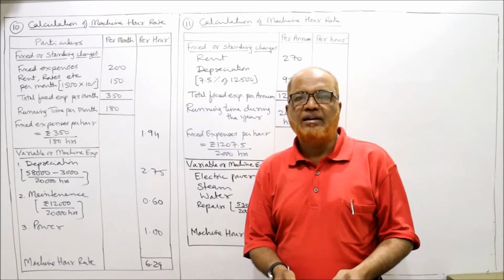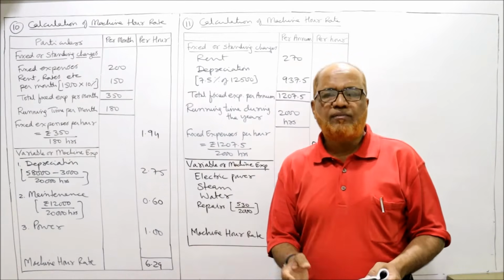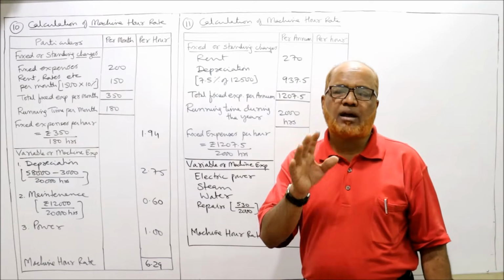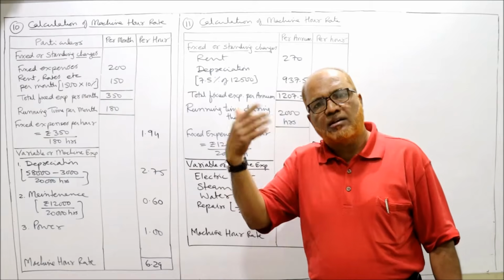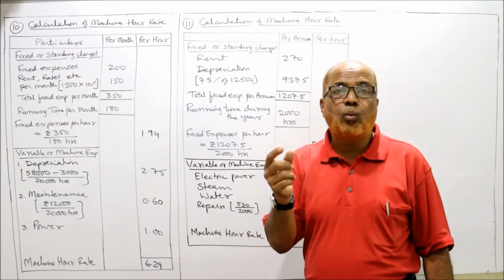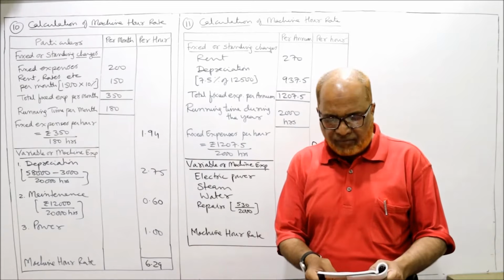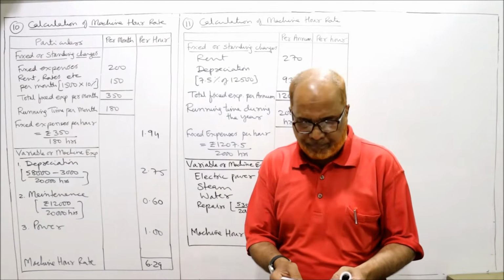Then repairs are 530. So normally we take the repair as machine expenses. If it is specified in the problem that repairs are compulsorily to be incurred every year, whether repair is required or not, then we can treat it as fixed. But nothing is given. We treat the repair as variable expenses. So 530 rupees per annum. We'll see how many hours the machine runs per annum.